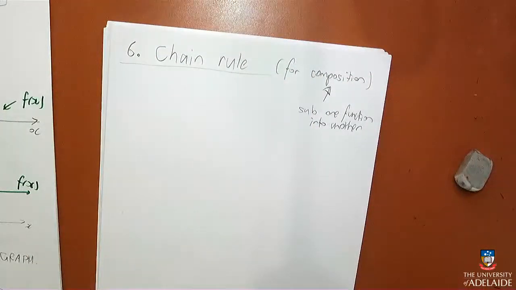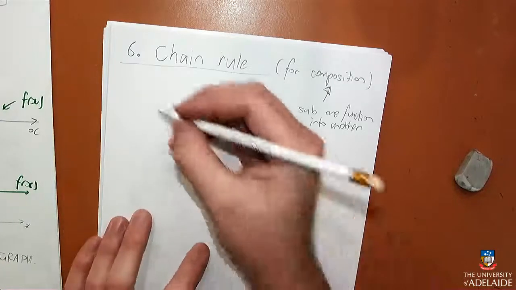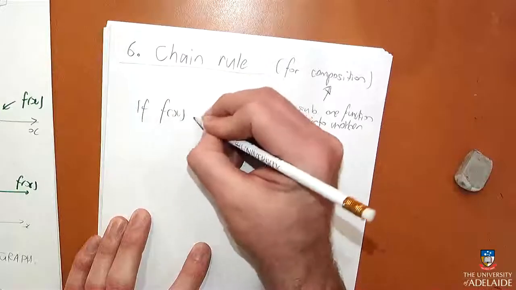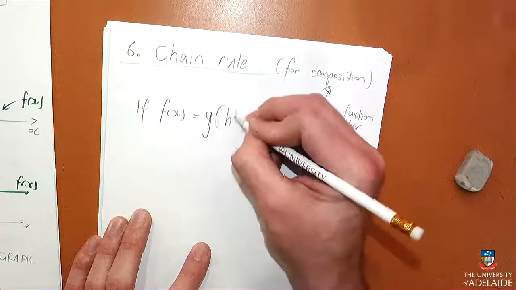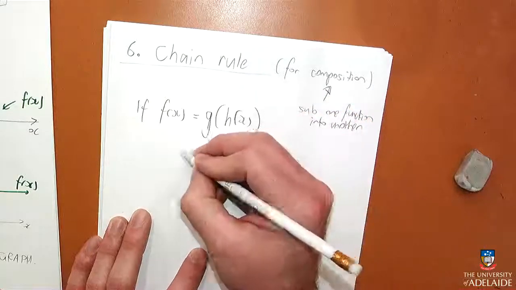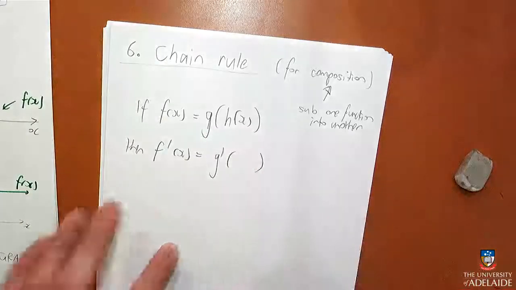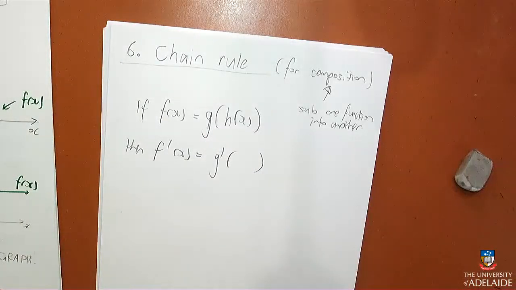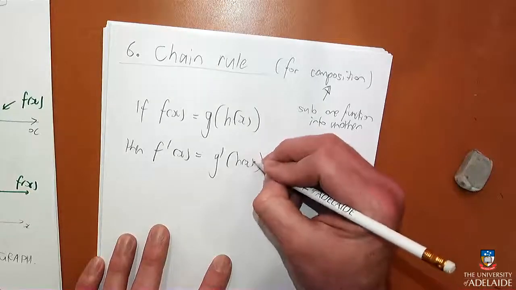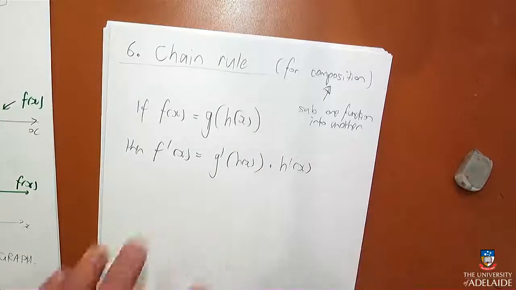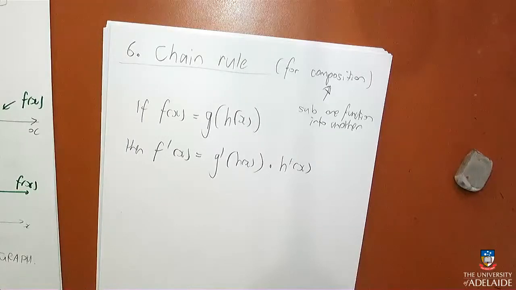Okay, so the chain rule goes like this. If one function is inside another function, then you can do the derivative of the outside function, keeping the inside as it is, multiplied by the derivative of the inside function. So if f of x is equal to g of h of x, then f dashed x is g dashed. So you do that as if the h of x was just an x, and you keep the h of x as it is, and then you multiply by the derivative of that. And the reason it's called the chain rule is that we end up with two derivatives multiplied by each other.